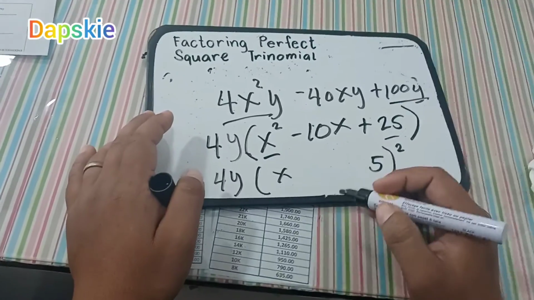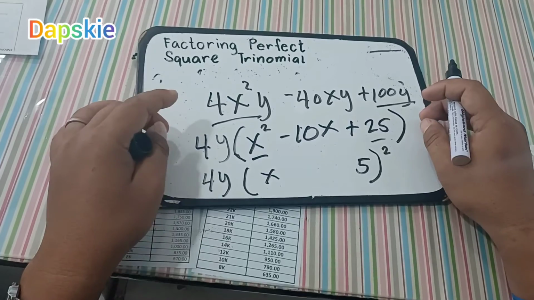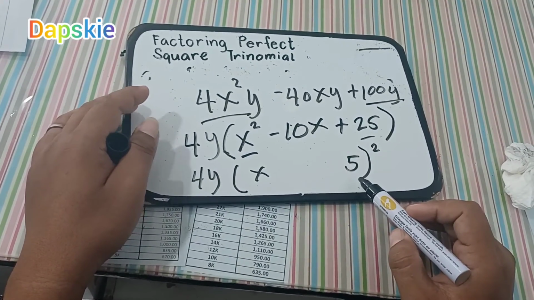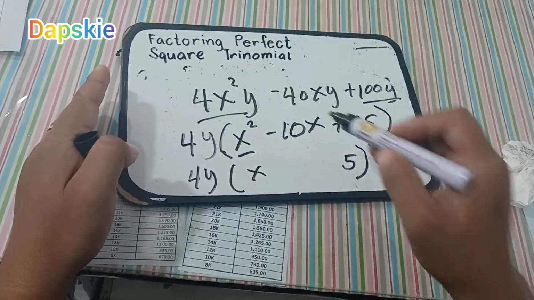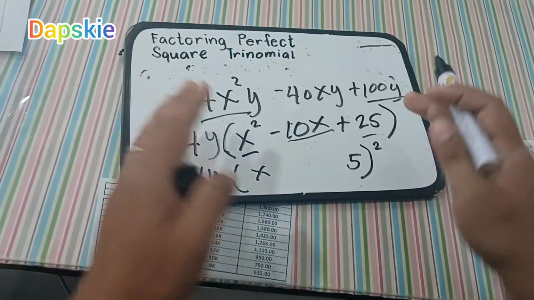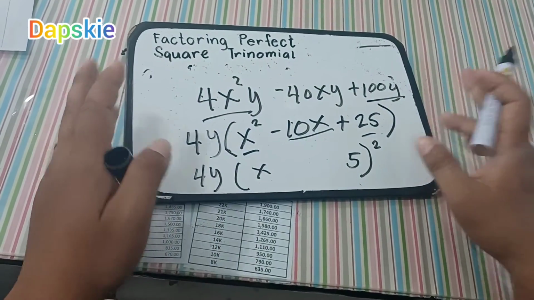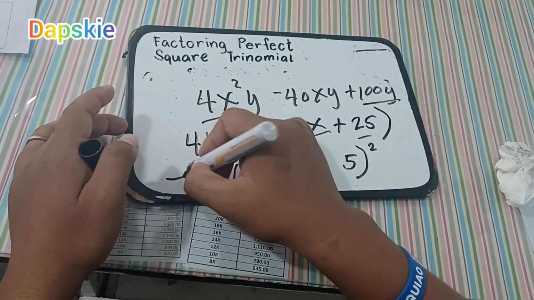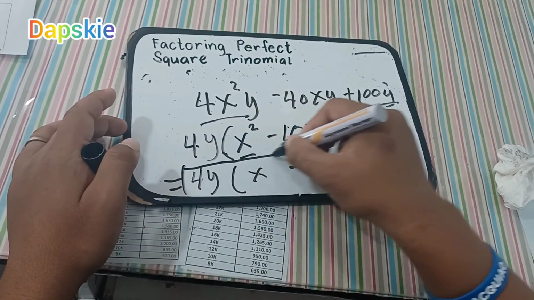So, how do we check if this is a perfect square trinomial? Multiply x times 5, that is 5x, times 2 becomes 10x. So, this is a perfect square trinomial. This proves that this equation is a perfect square trinomial. So now, this is the factor. This is now the factor of this equation.